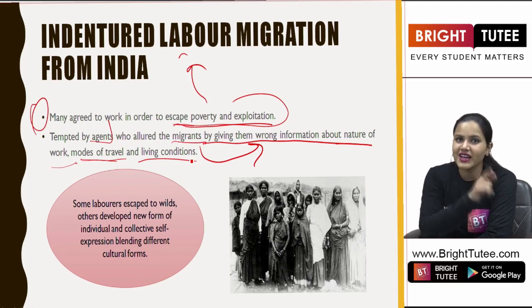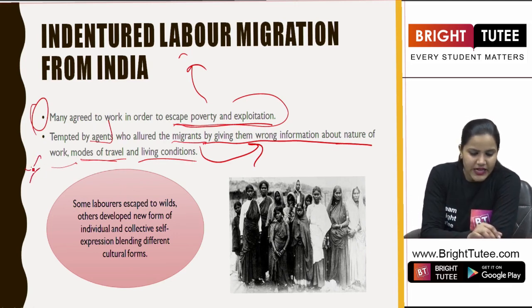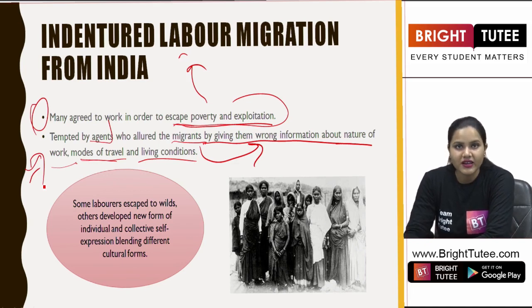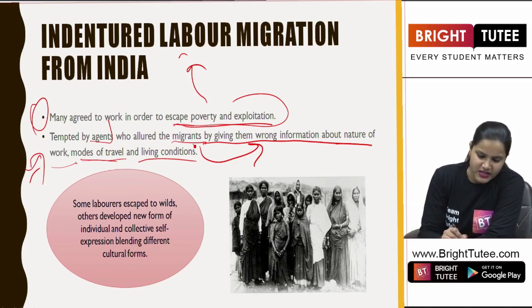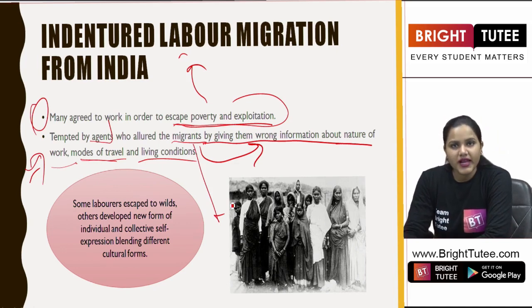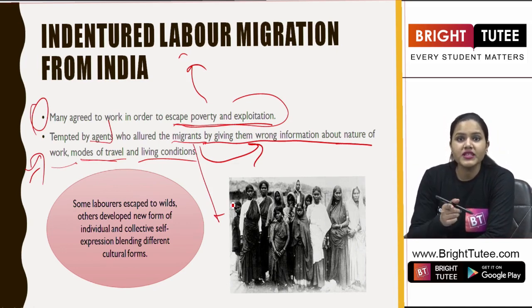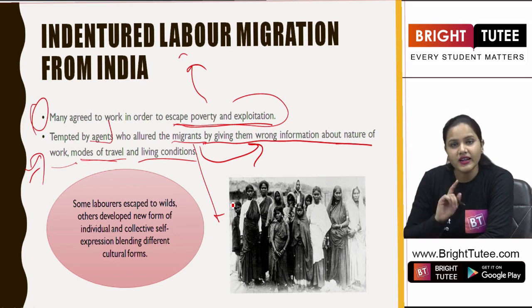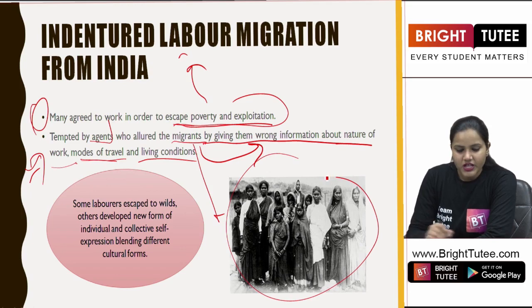Now this is the question that I asked earlier. Here, are you getting the answer, students? Definitely these agents were lying. To whom? To the migrants. Now what do you understand by the migrants? People who leave one place, their place of origin, and shift to some other region and settle down there. So these were the migrants.